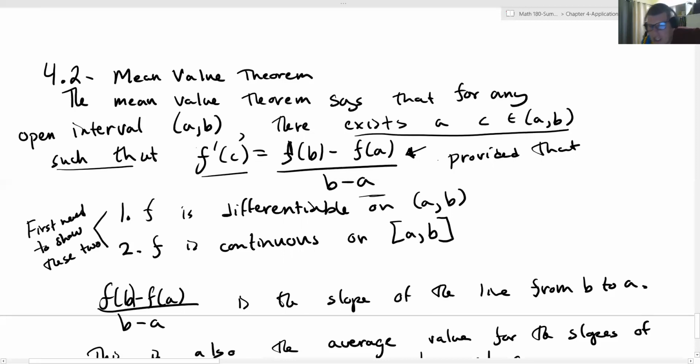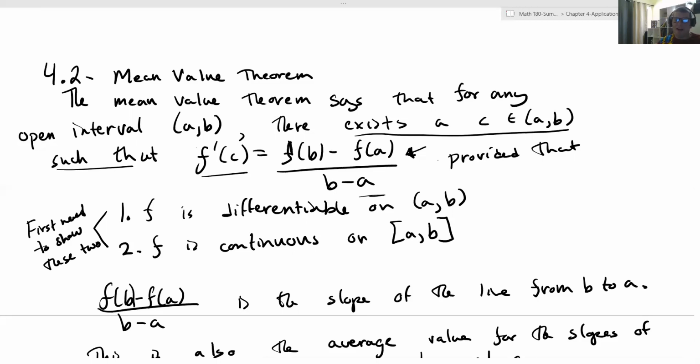One, f is differentiable on A to B, and two, f is continuous on the closed interval A to B. Those are the two things we're going to have to prove in order to use the mean value theorem. So at each step, I want to use the mean value theorem, so first I need to show that f is differentiable, and secondly that f is continuous. How do I show something's continuous? How do I show something's differentiable? That's kind of the idea.